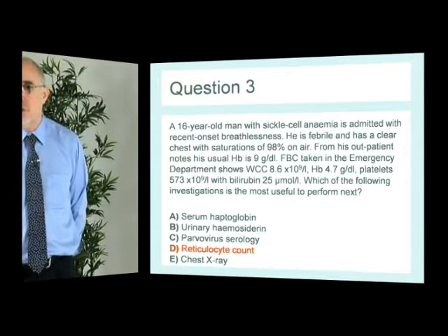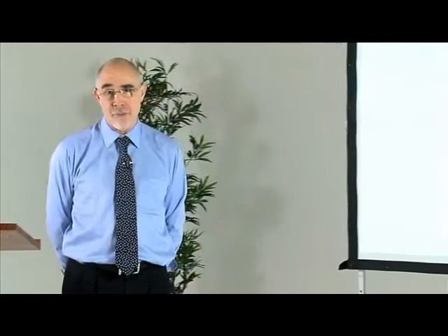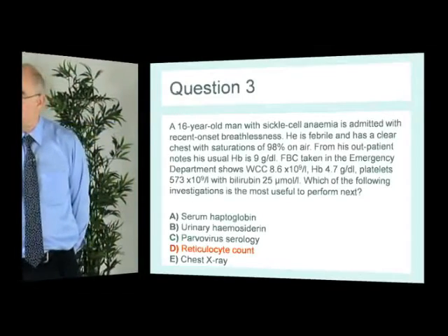If bone marrow red cell production shuts down, their reticulocyte count will be lower than usual for them. Their bilirubin level will also be lower than usual for them. If, on the other hand, we are dealing with a hyperhemolytic crisis, excess destruction of red blood cells, often associated with enlargement of liver and spleen, we expect a higher retic count than usual for them and a higher bilirubin than usual for them. Answer E, chest X-ray.